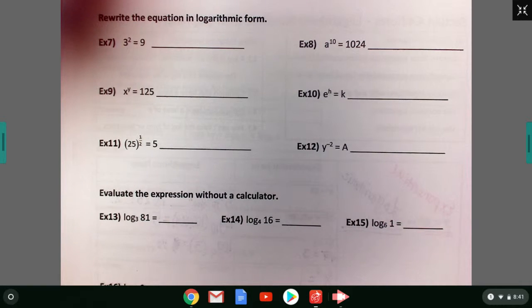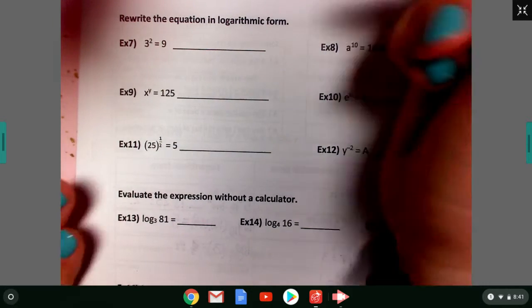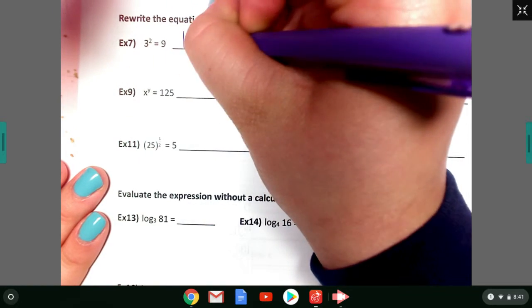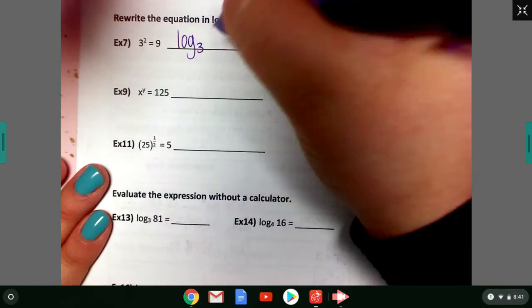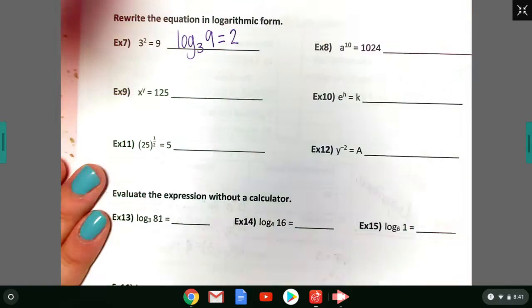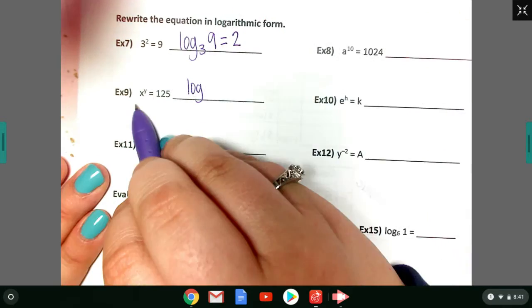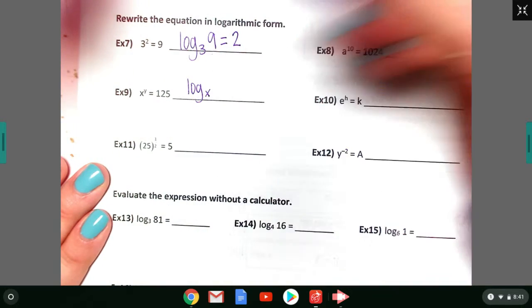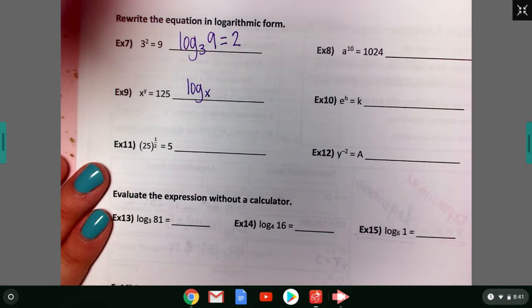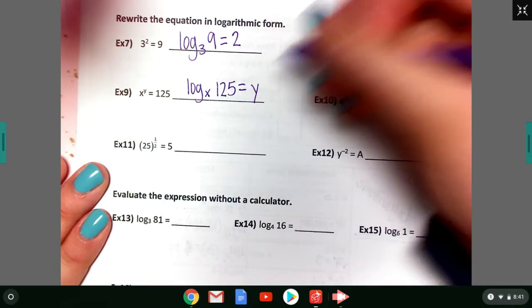So we're going to go the other way around. We're starting with exponential. We'll go to logarithm. So we'll go log base 3 of the answer equals 2, the exponent. So always log with the same base. So the base of this exponent was x, the base of this log is x. Log of the answer is always going to be equal to the exponent.